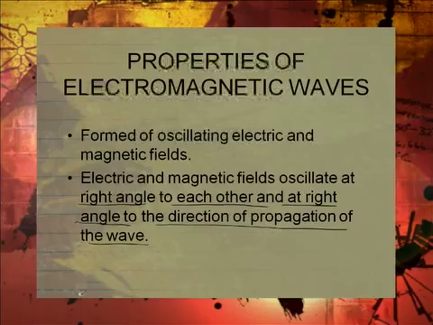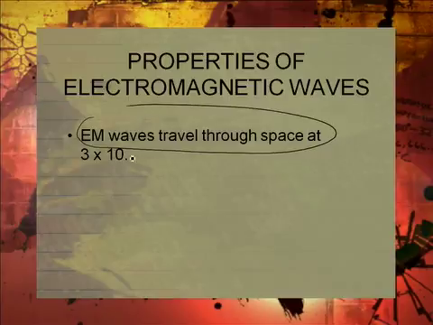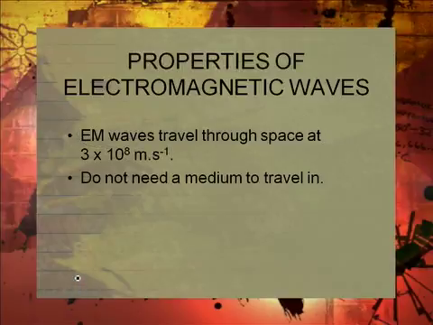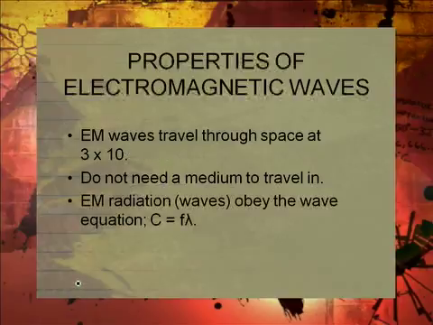Now, these EM waves, electromagnetic waves, move at a speed of 3 × 10⁸ meters per second. Okay, that is the speed at which they move, and they can move, of course, in a vacuum. They do not need a medium to travel in. They can move in a space without air, a vacuum.